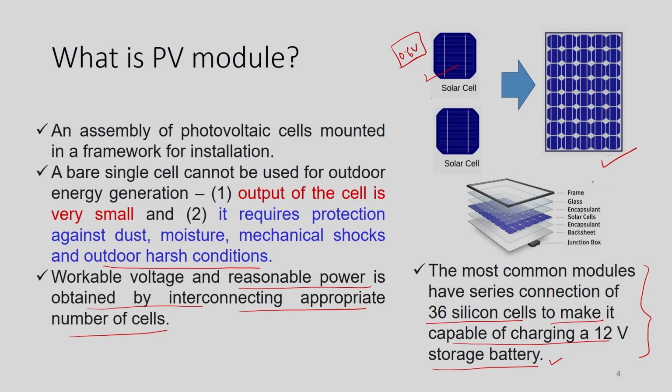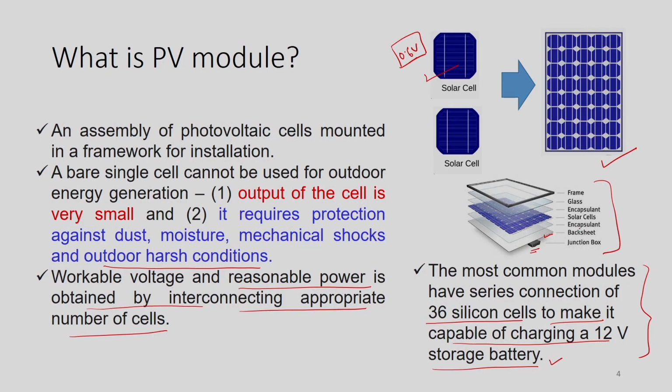If we look very precisely at this module, what are the different layers that compose it? Of course, we need a junction box at the end, and this is the back sheet.